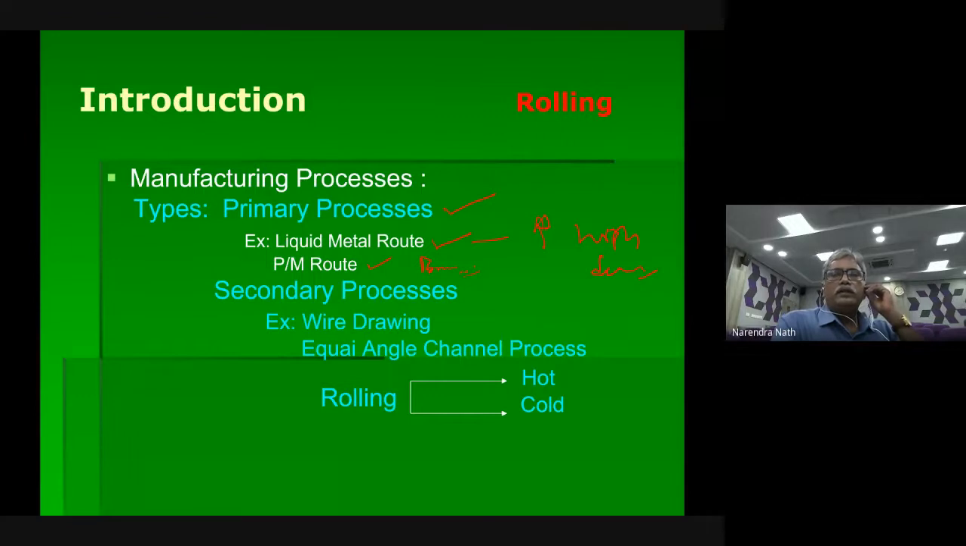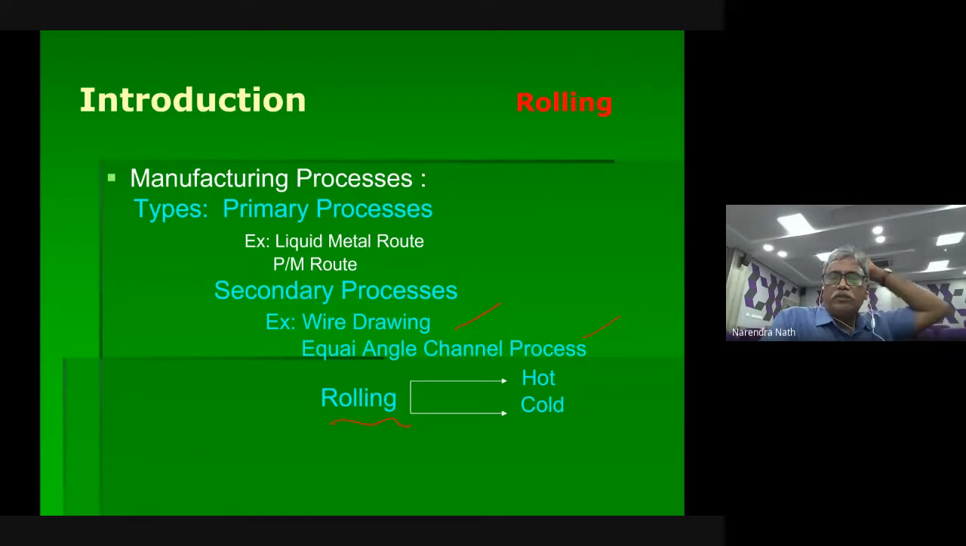When we are using a primary process, that is not the end. Suppose you cast a product, you cannot straight away use it. Then we have to go for some secondary process, depending on the need and the product. So people are using wire drawing, equal channel angular processing, and many other processes, for example joining processes. And rolling is also one such process.